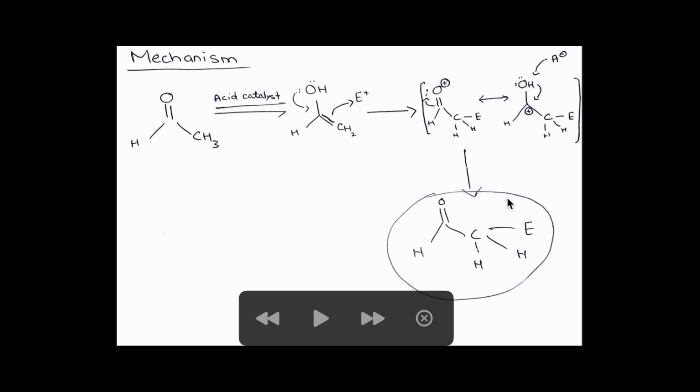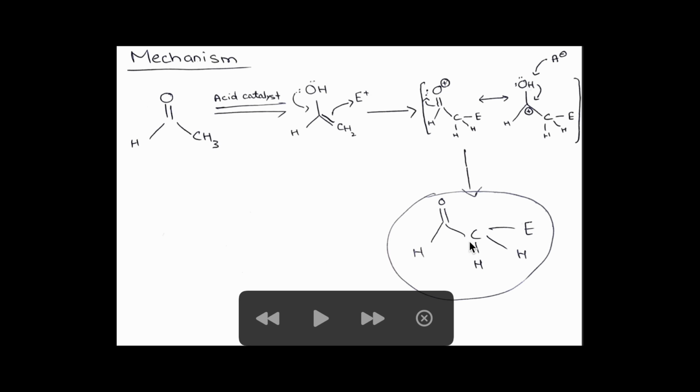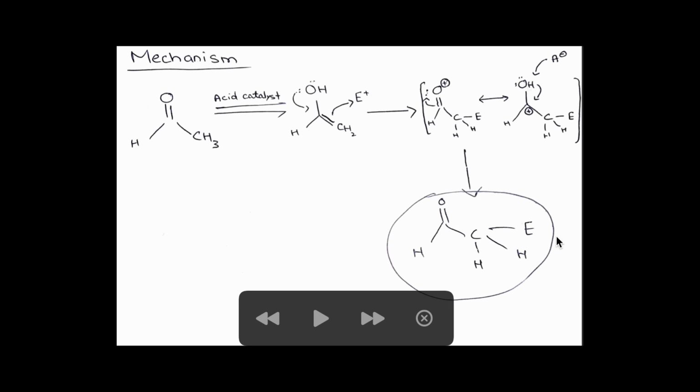There is a loss of a proton from oxygen, and it yields a neutral alpha substitution product with a double bond between carbon and oxygen right here. We have our alpha halogenation of the aldehyde. As we can see, here's our electrophile. This electrophile is the halogen as we are doing the halogenation, and this is at the alpha position. So that's it for this reaction. Thank you.